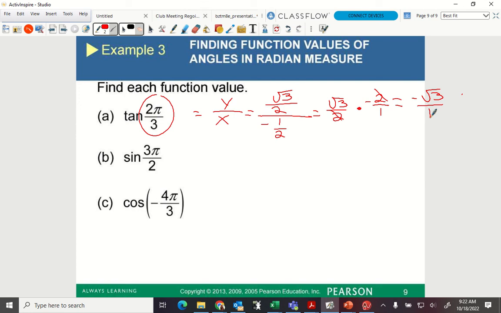Edge of the circle. Okay, so it's asking for sine. Sine is which value? The y value, because I'm asking you. What is the y value from the edge of the circle? -1. Is that easy now?